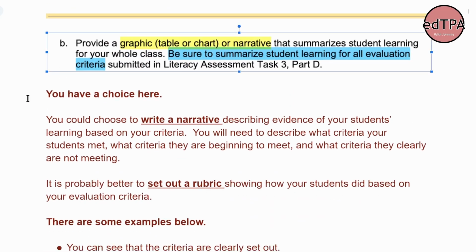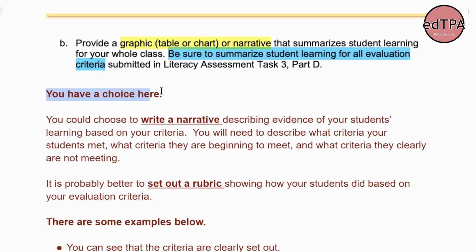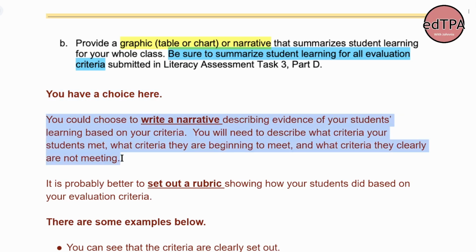Provide a graphic, table or chart, or narrative that summarizes student learning for your whole class. Be sure to summarize student learning for all evaluation criteria submitted in Literacy Assessment Task 3, Part D. So you're going to set out all the criteria that you've set out, and these should show up in your table, chart, or narrative. So you have a choice here. You could choose to write a narrative describing evidence of your students' learning based on your criteria. You will need to describe what criteria your students met, what criteria they are beginning to meet, and what criteria they clearly are not meeting.